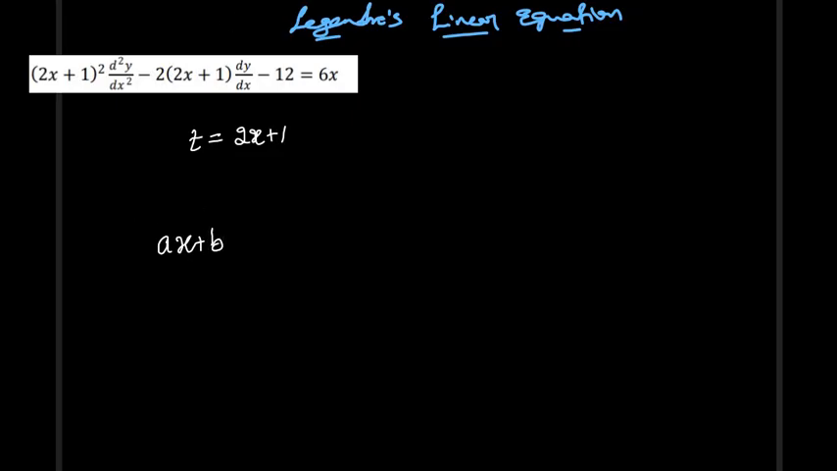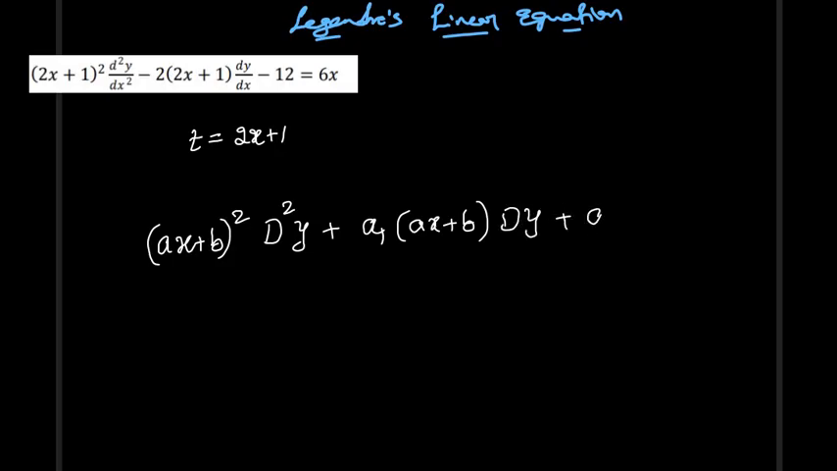(ax plus b) whole square into d square y, plus some constant a1 into (ax plus b) into dy, plus a naught into y equal to f of x. So this is the general form of Legendre's equation. Now to solve this equation, you can directly take this ax plus b as e power z. In the case of Cauchy-Euler, what do you do?